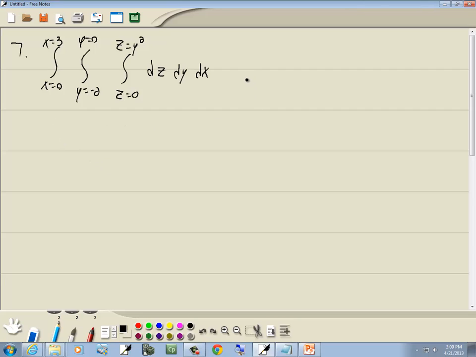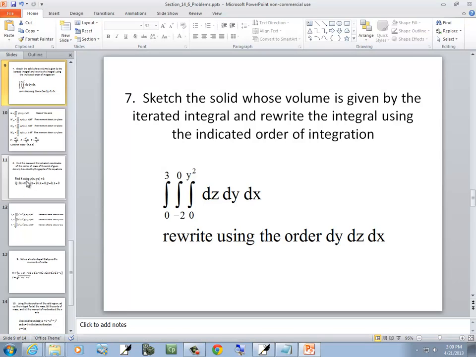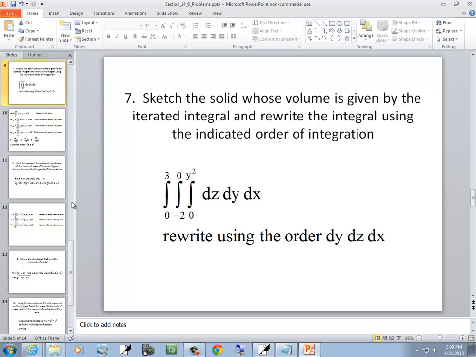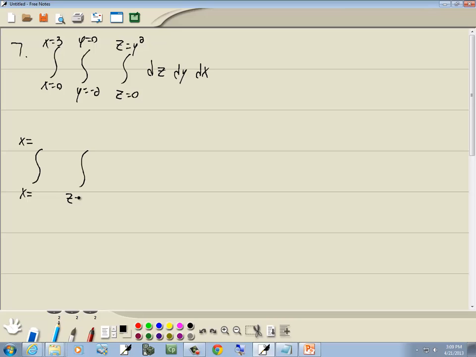Let's first write down, well, we have that here. Never mind. I'll wake up eventually. So we want, okay, x. So we want x equals something to x equals something. We want z. Z equals something to z equals something. This must be y. So y equals, oops. Y equals something to y equals something. And then we'll have dy, dz, and dx.